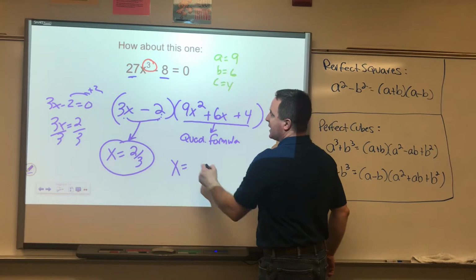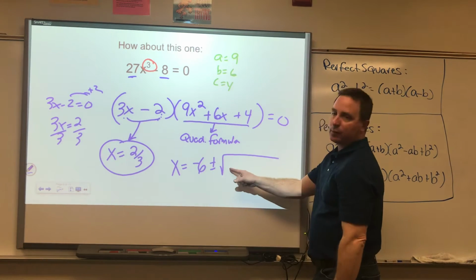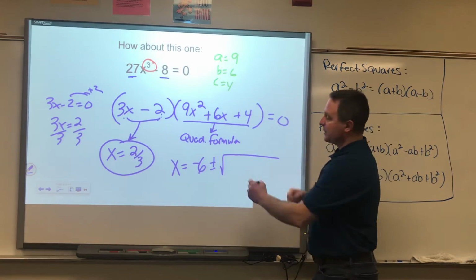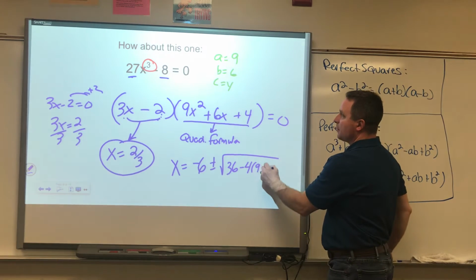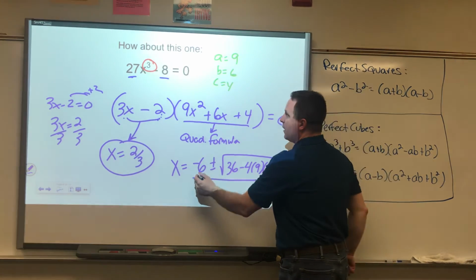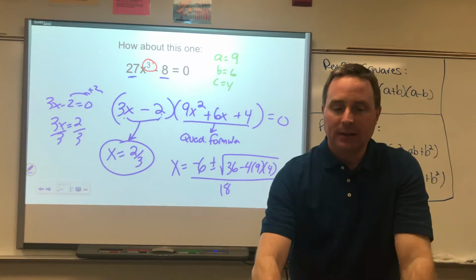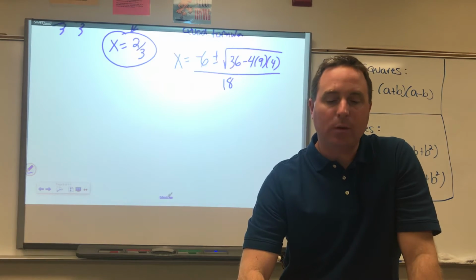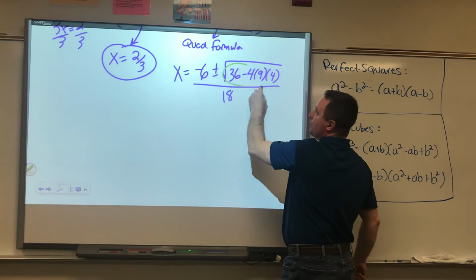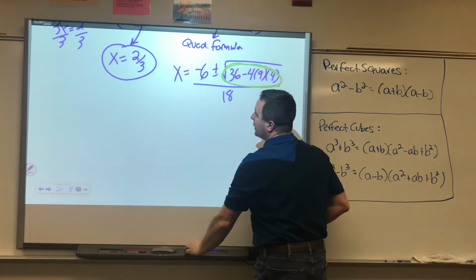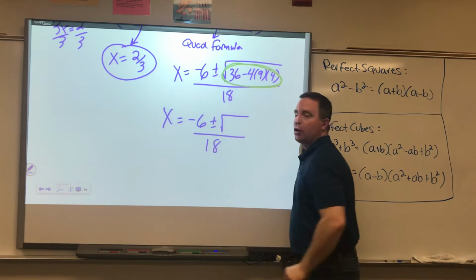If you remember, it's the opposite of B, so negative 6, plus or minus the square root of B squared. 6 squared is 36, minus 4AC, 4 times 9 times 4, all over 2A. And 2 times 9 is 18. So for the second part of this, unfortunately, there's a little bit of work to it when we use the quadratic formula. Like I said many times before, let's use our calculator and simplify that part of it. Square root of something over 18.